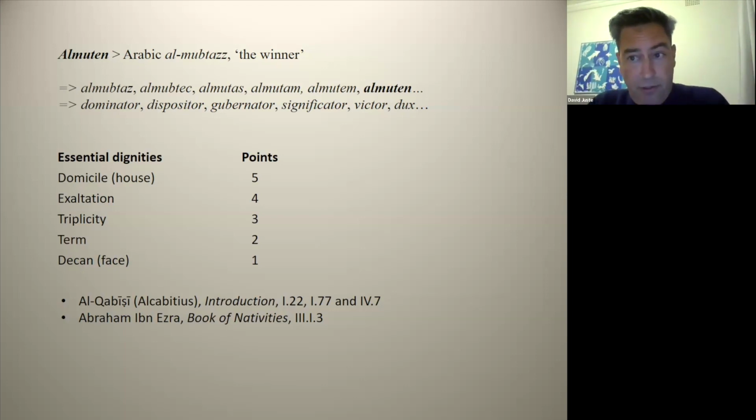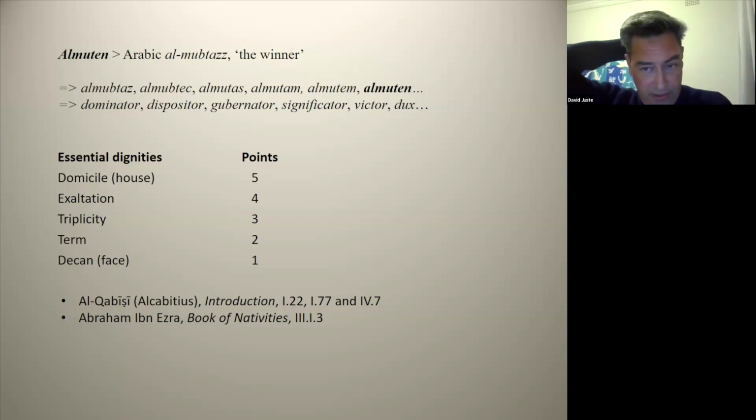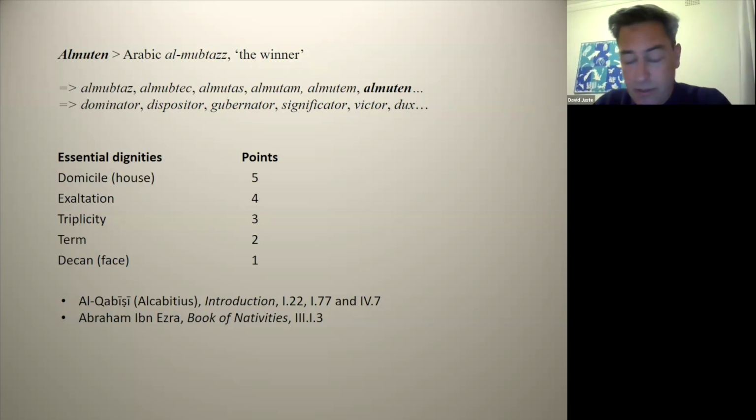Right. So this way of determining the Almuten is a medieval invention. If you look at Greek sources, there are various ways of determining the ruling planet or the most powerful planet, but it's hard to find a consensus in Greek sources. Typically, the sources are obscure, incomplete, and contradicting each other. The closest account in Greek to the system I just explained is found in Ptolemy's Tetrabiblos, especially book 2, chapter 8, and book 3, chapter 3.